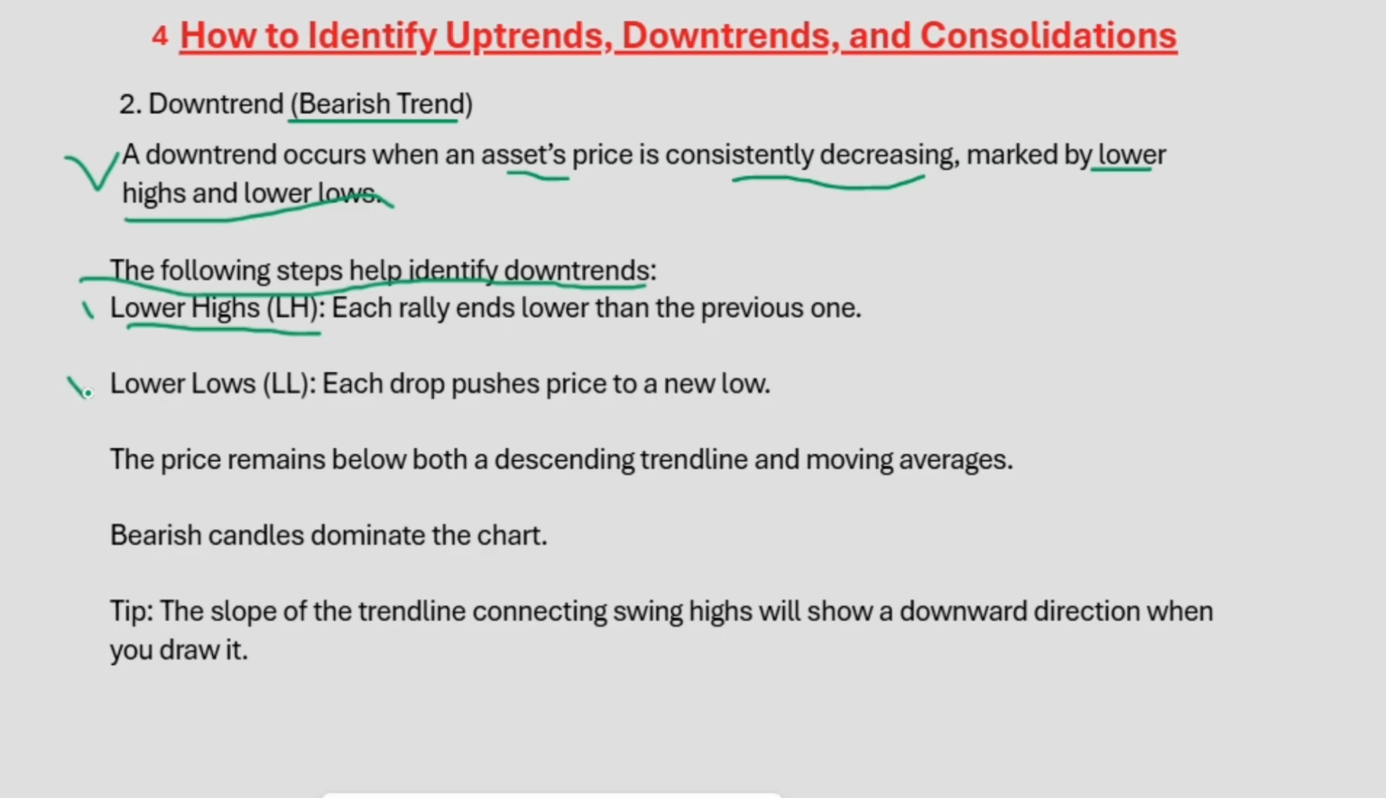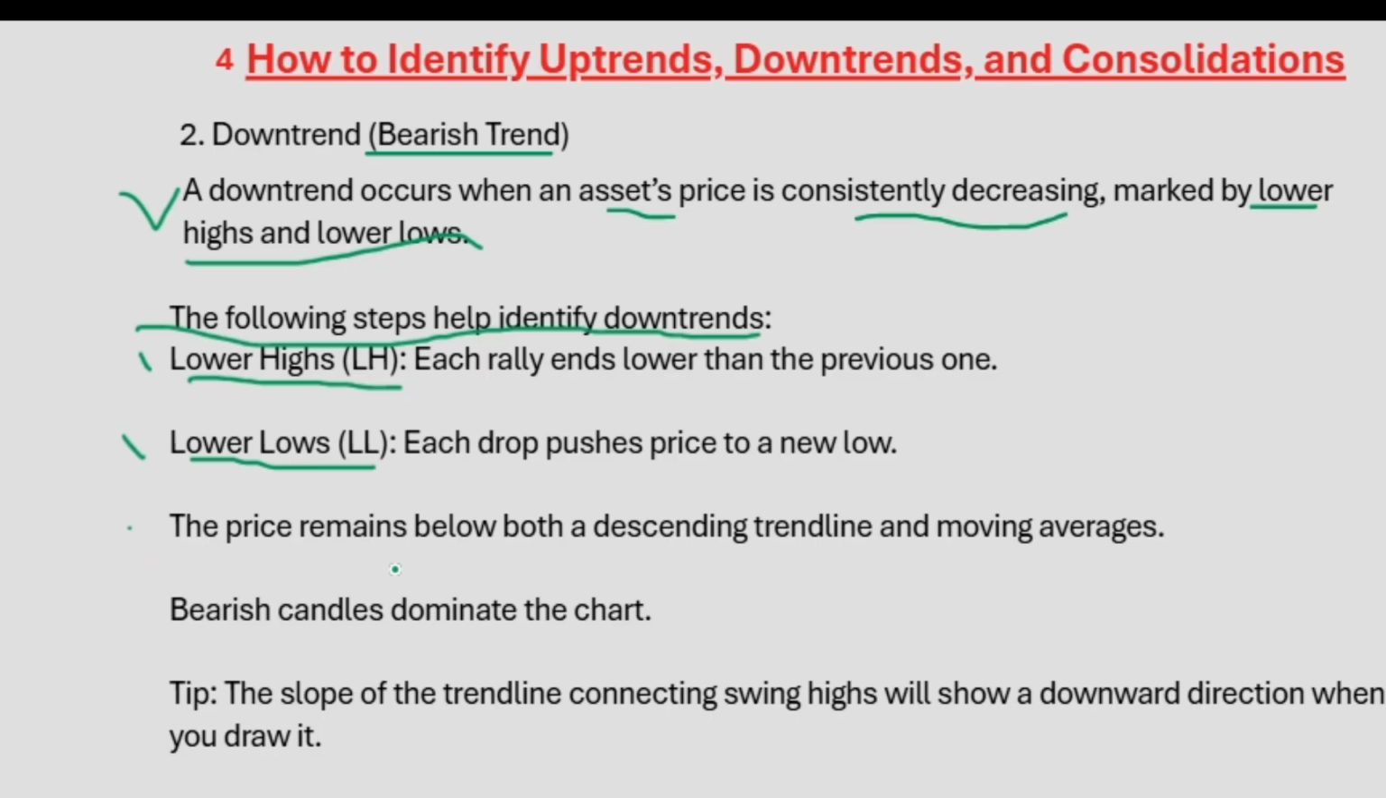The second one, how to identify a downtrend. We have lower lows. Each drop pushes price to a new low. Remember, this is the high and this is the drop. This drop here is called a lower low, LL. And this one is a lower high in a downtrend market, or in a bearish market. The price remains below both a descending trend line and moving average.